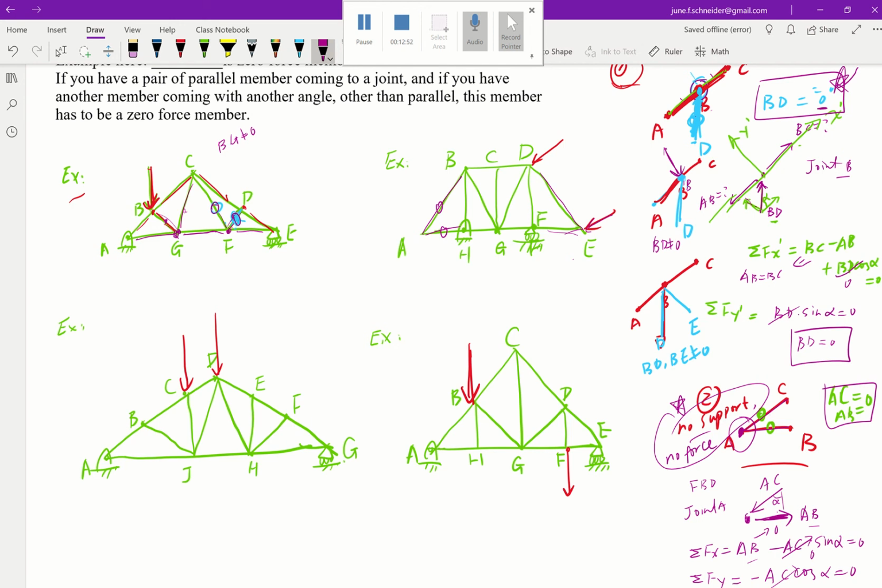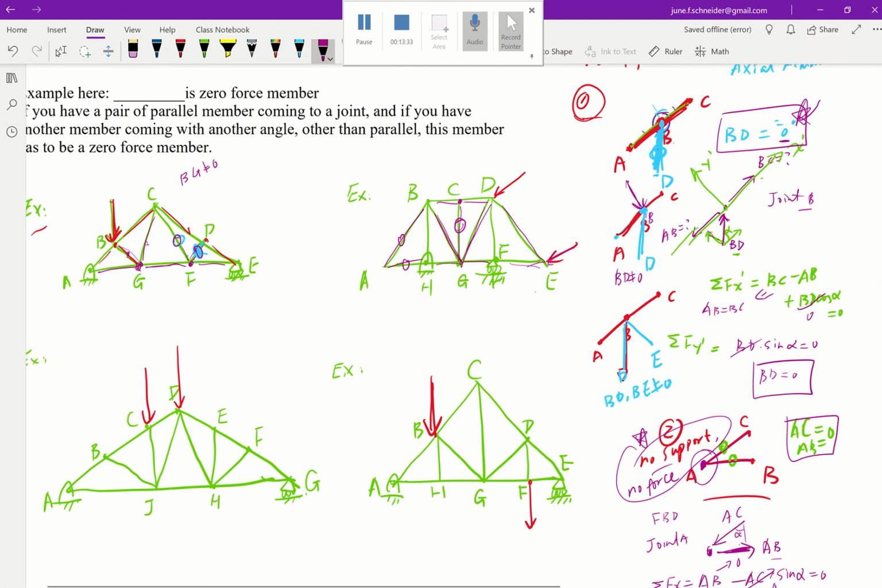Now let's take a look then. How about BC and CD connected at C, and CG is the only member that comes to the pin C. That's a perfect example of case 1, so CG is going to be our zero force member. Now any other ones there? For example, you can look at GH and FG connected at G, but now you have BG, DG, CG all coming there. Even though CG is zero, you still have two other members coming in, BG and DG, so they are not zero force members. Okay.